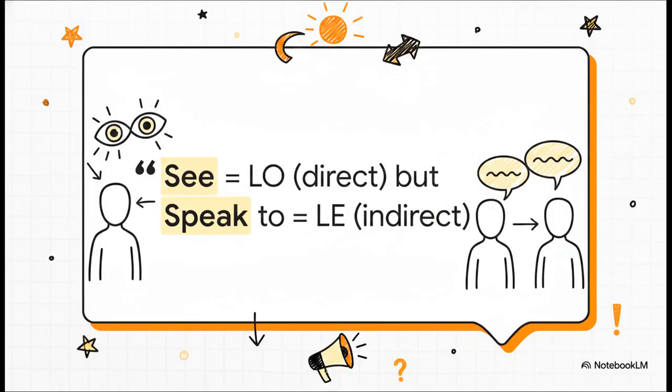And here is a rapid-fire exam tip to guarantee you never mix up your L's again. The quick rule. See equals lo or la because you directly see someone, but speak to equals le because you are speaking to them. So, I see him is lo veo, but I speak to him is le hablo. Just lock that away in your brain and you will never confuse them under pressure.